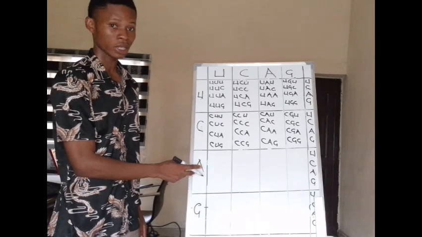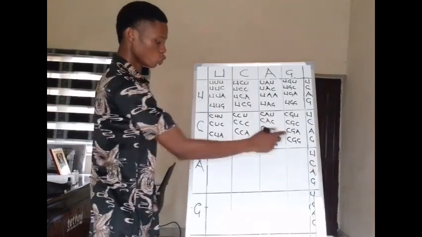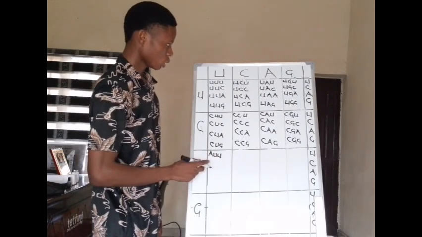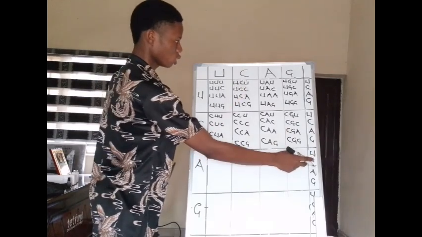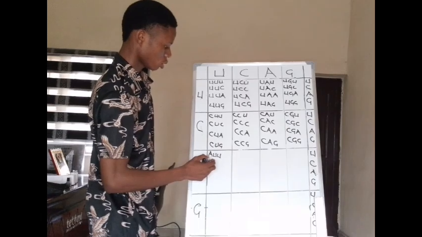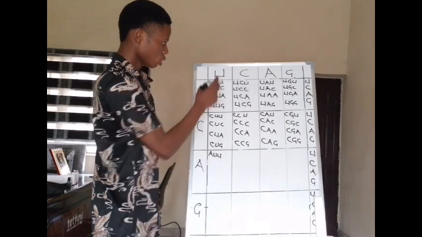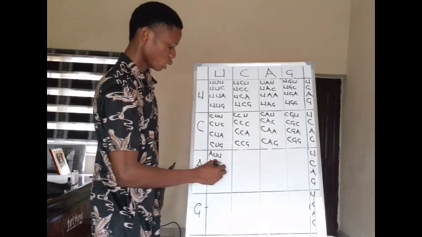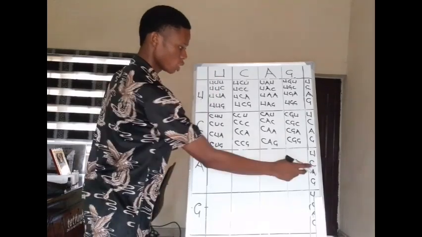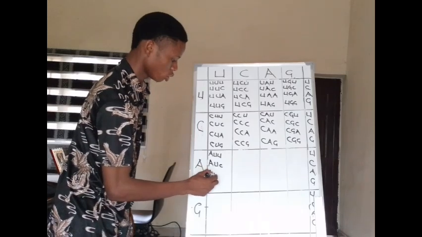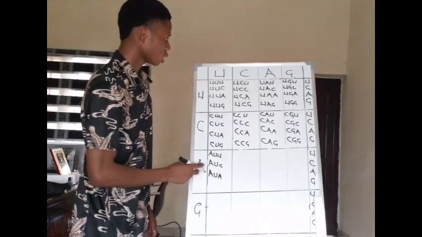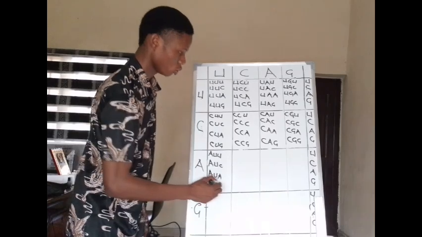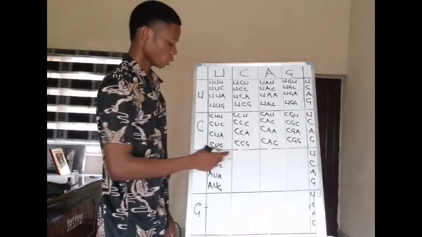Our first letter now is A, right? So we have A, U, U. Sorry, this is A, U, C. This is A, U, A. This is A, U, G. Good. Move on to the next.